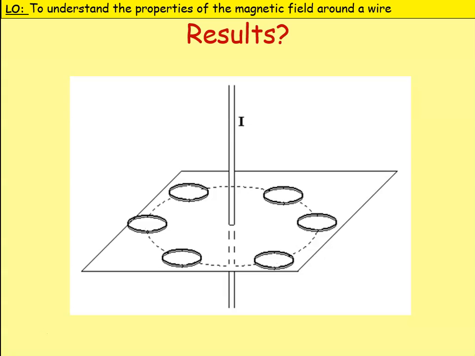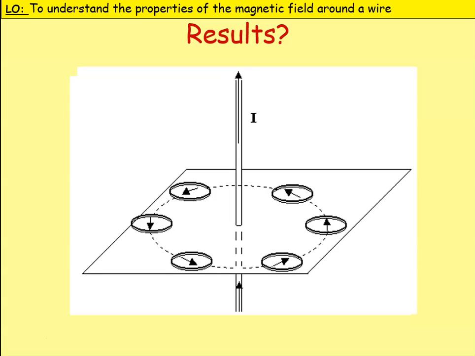Okay, so if I get a wire and I place it through a piece of paper and I place 6 compasses around there, if I put a current through the wire, what would happen to those compasses? Before the current is switched on, all those compasses would be pointing north. Now when I turn it on, this is what occurs. The compasses all line up with each other and appear to show the shape of a magnetic field.